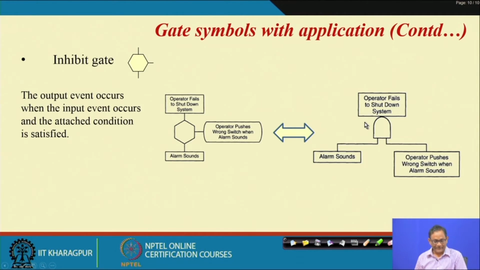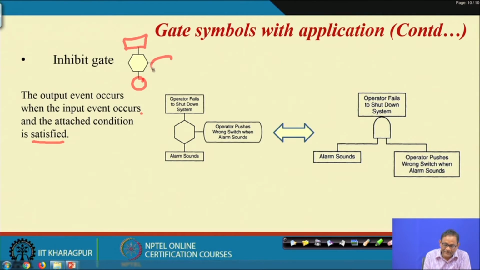Now, inhibit gate. What is an inhibit gate? The output event occurs when the input event occurs and the attached conditions are satisfied. This is the case: this is the input, there will be an output, and this is the attached condition. Exactly as it is written here, as I explained: the alarm sounds, the operator pushes the wrong switch when the alarm sounds, and the operator fails to shut down the system.